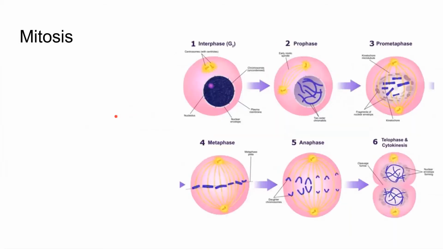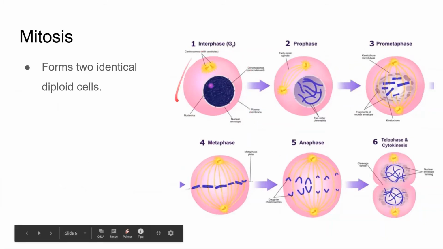Mitosis is just how one cell becomes 2. Mitosis only occurs within your somatic cells. Somatic cells are basically your non-sex cells, any other cell that's not found in the ovaries or testes. So what happens is it takes one cell and splits it into two, and those two cells are genetically identical to the original cell.